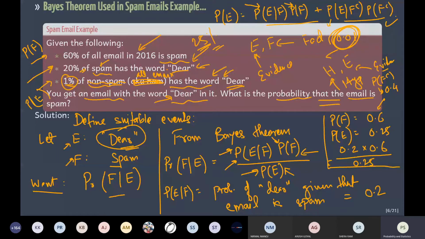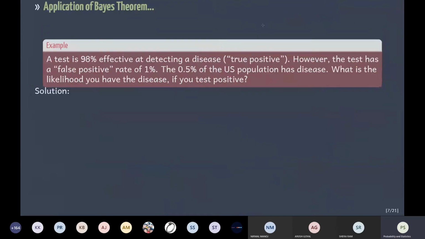So we could solve this problem using the total probability, because probability of E is explicitly not given to us. So I leave this up to you to solve even the original problem, replacing the denominator by this total probability, for which the data is actually there with you. Okay, so that was one example of Bayes' theorem and use of total probability.